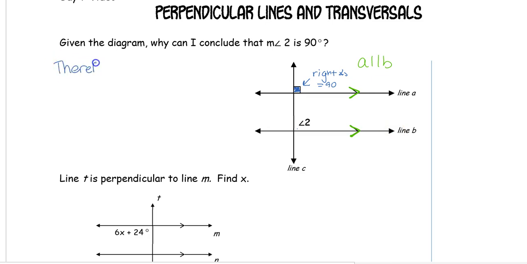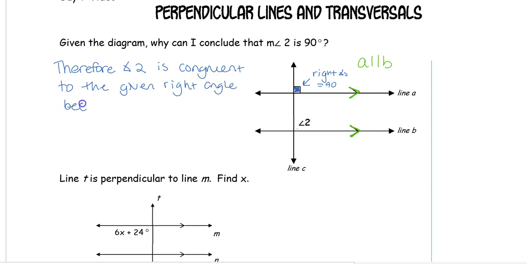Therefore, angle 2 is congruent to the given right angle because they are corresponding angles of parallel lines.